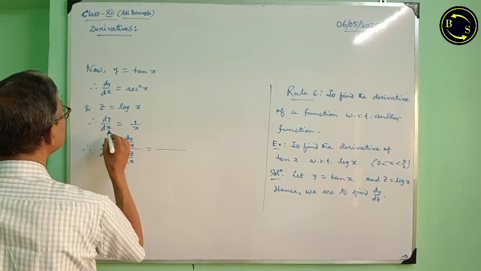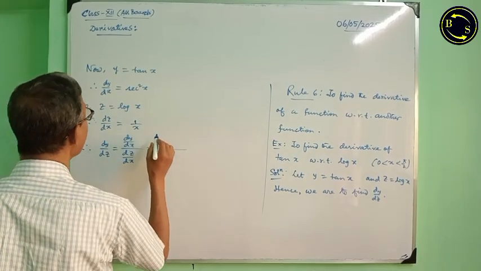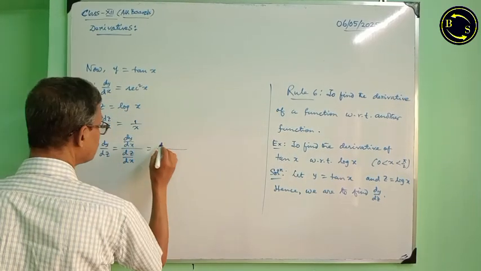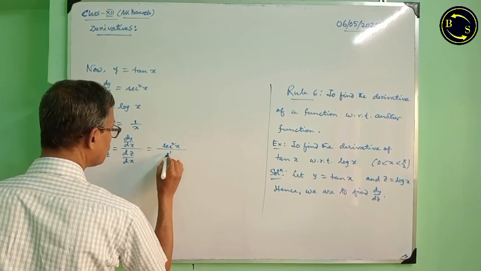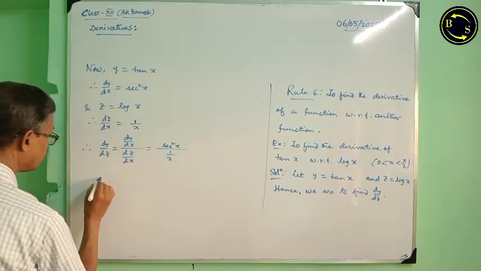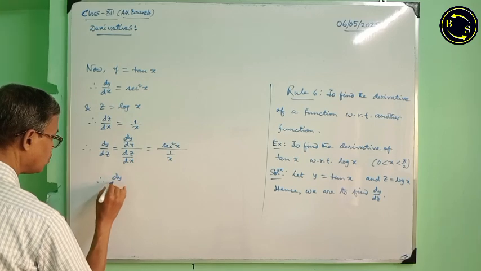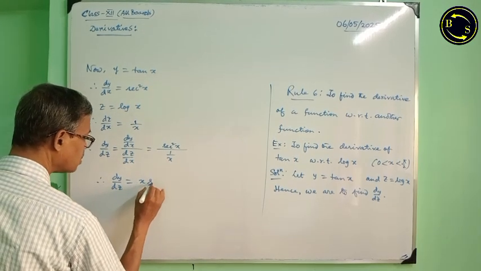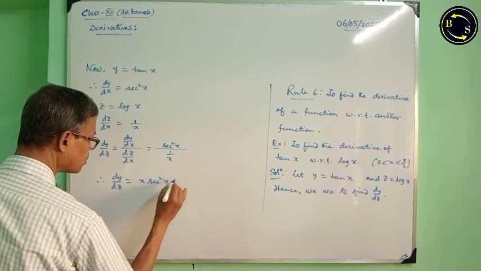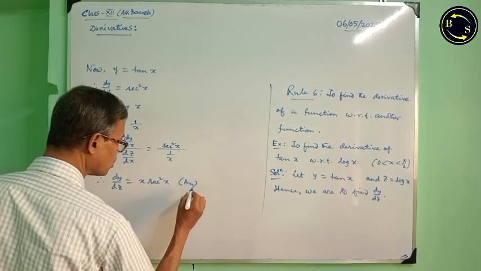dy dx is sec square x and dz dx equal to 1 by x. Therefore, dy dz is equal to x sec square x. That is the answer.